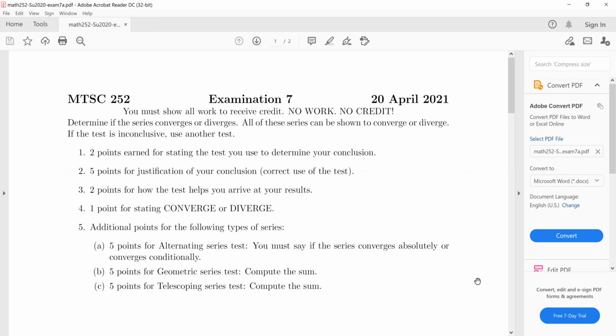And any problem that is a telescoping series, you will get 10 points for taking your telescoping series, computing your nth partial sum, showing that it is equal to some number, and then concluding that it converges. And for that telescoping series, provided you compute the sum correctly, you will get 5 additional points.